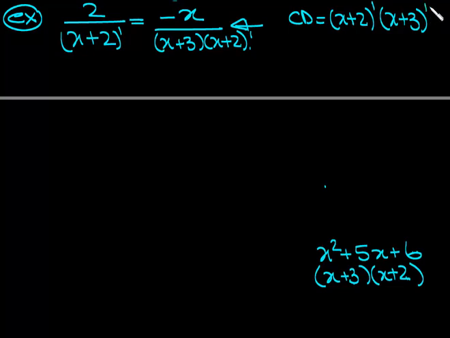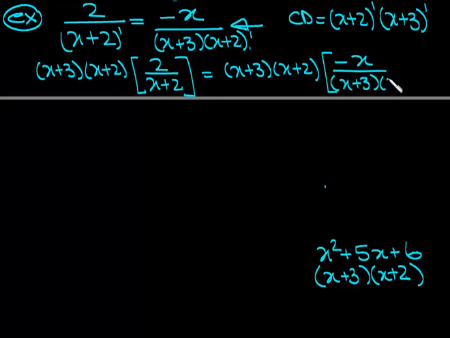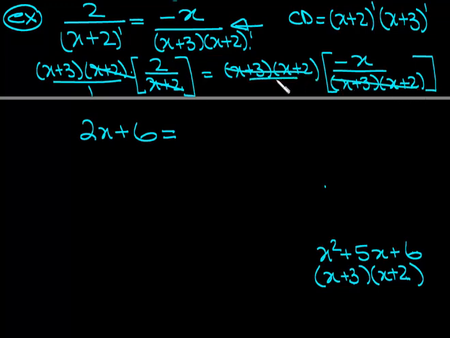So I'm going to multiply each term by the common denominator. So I get x plus 3 times x plus 2, times 2 over x plus 2 is equal to x plus 3 times x plus 2 times minus x over x plus 3 times x plus 2. Okay. On the left, since I have over 1, I have multiplication. I can cancel things from the top and the bottom. This cancels. So 2 times x plus 3 is 2x plus 6. On the right here, all of this will cancel because this is over 1. So you're just left with minus x. So this is a lot easier.